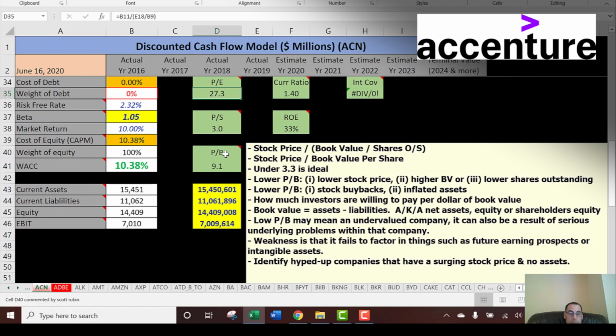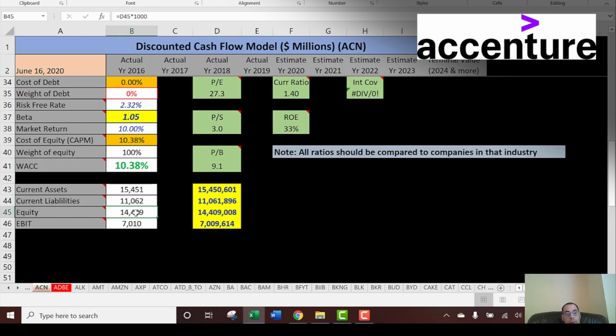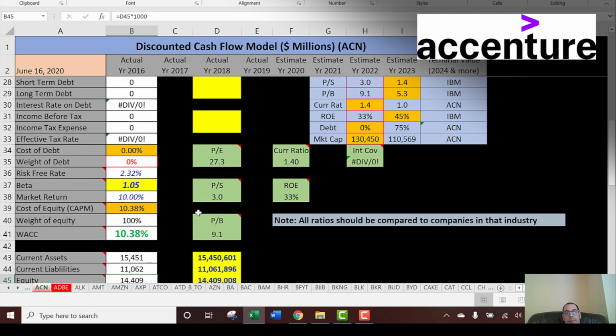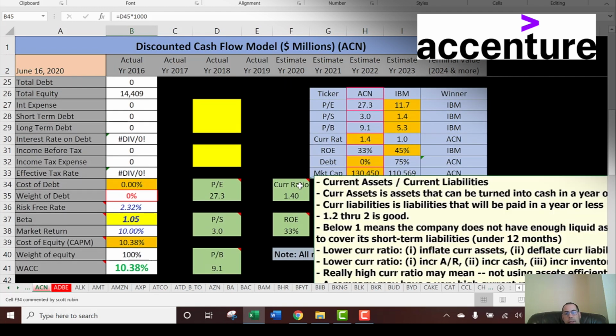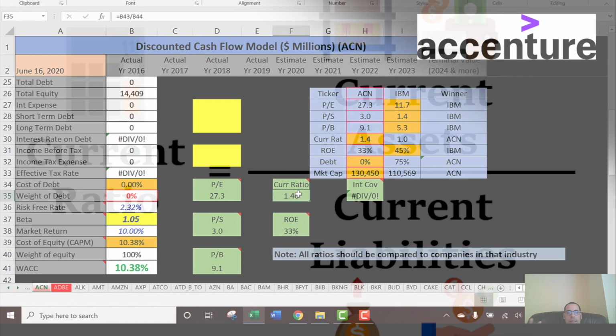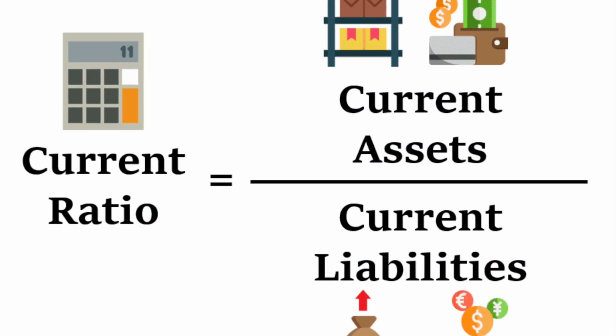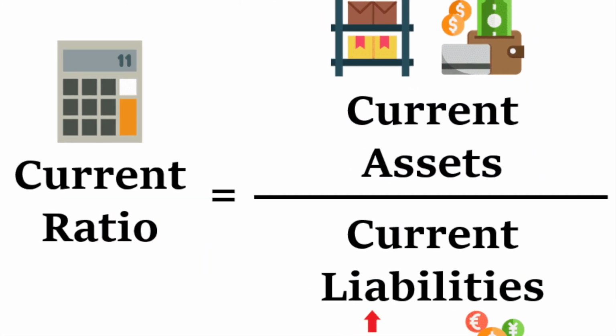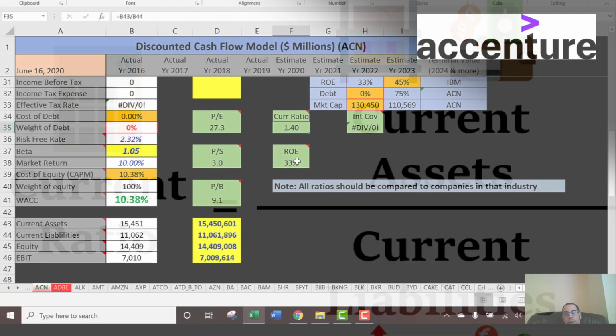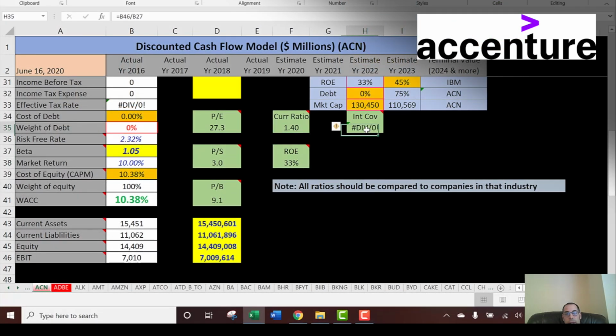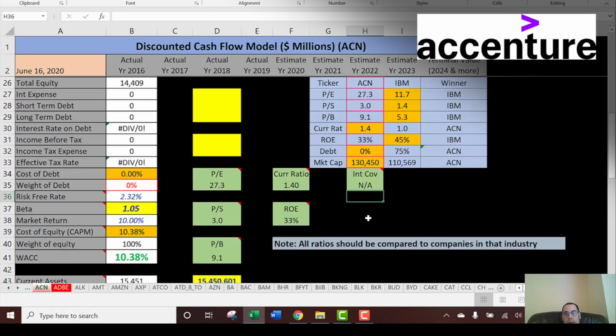Price to book is stock price over book value per share. So book value is equity, so it's equity over the shares outstanding. Current ratio is good. I like to see between 1.2 and 2. This is your current assets, how much they can cover your current liabilities, your current debts. ROE seems pretty good, 33%. That's strong. And they have no interest, so there's nothing to cover there.